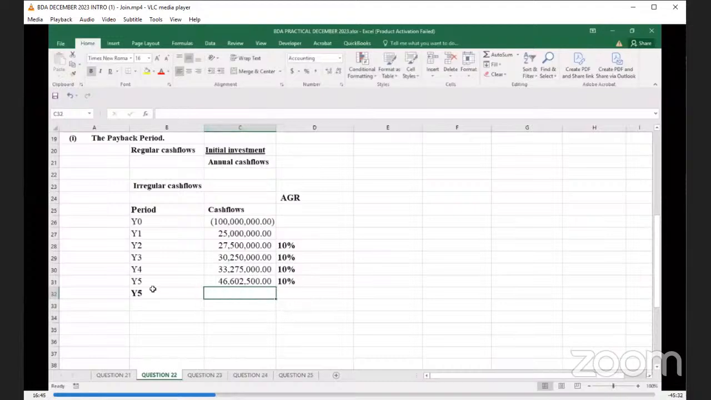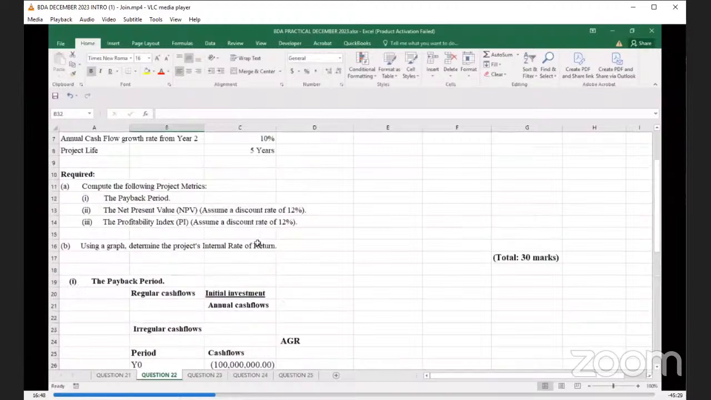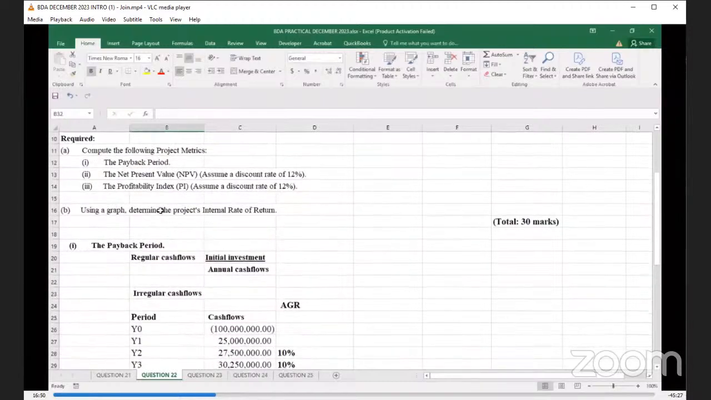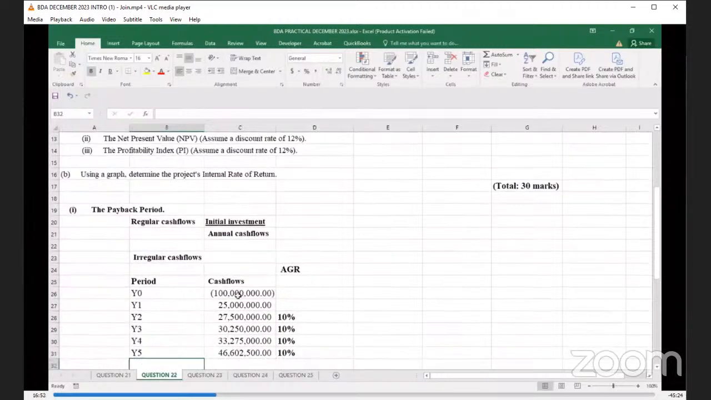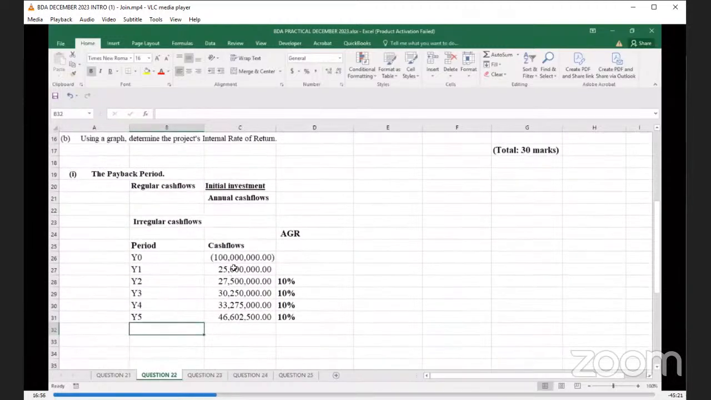So once I have that in mind, what I wanted to do, number 1, is compute our payback period. Because I've realized that our cash flows are literally irregular, I'm going to use this concept. I'm going to take my cumulative figure. Payback, we want to look at the time that it took us to recoup our initial investment.